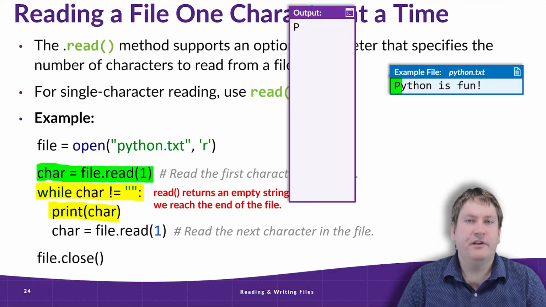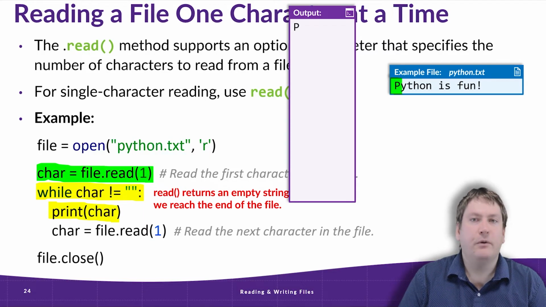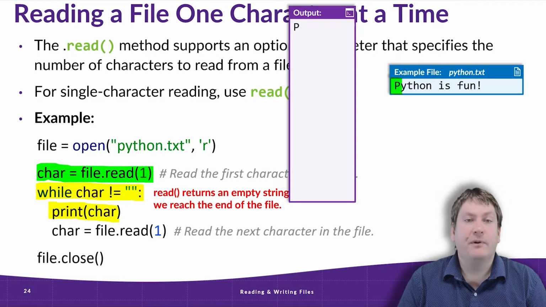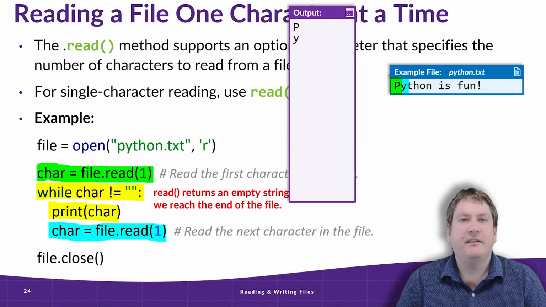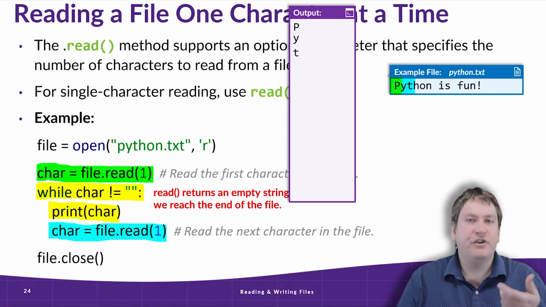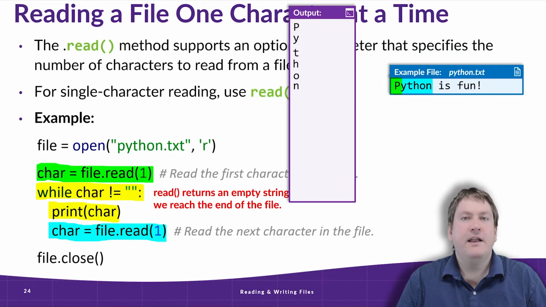Here, we're going to print out the result. So the first time this loop is run, it's just going to output a p. That's the one character we've read in. Then we're going to read the next character in the file, which in this case is a y. And then when we loop again, we output that y. And this keeps going through each character, one character at a time, until eventually we're going to hit the end of the file and an empty string will be returned.